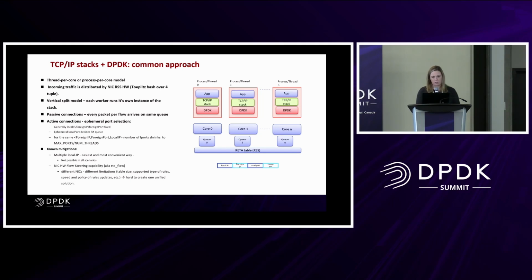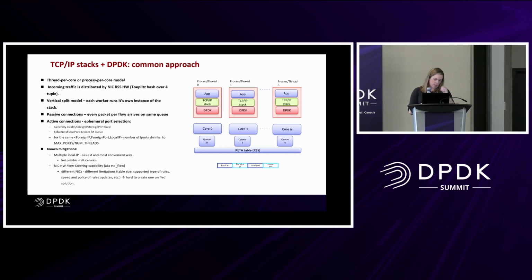One of the big problems with this, obviously, is that the more threads you add, the number of ports that are going to direct things back to your core reduces. So it's literally maximum ports divided by num threads, ports that will be available to direct packets back to your application.